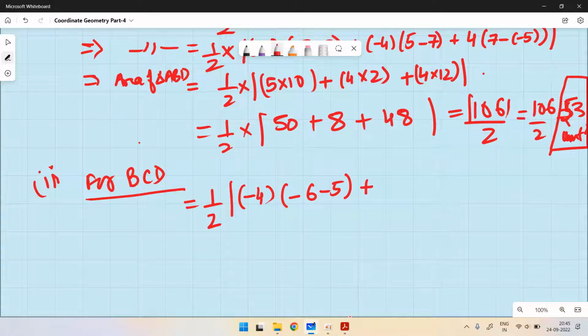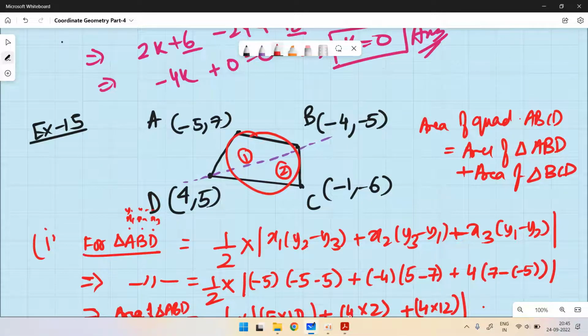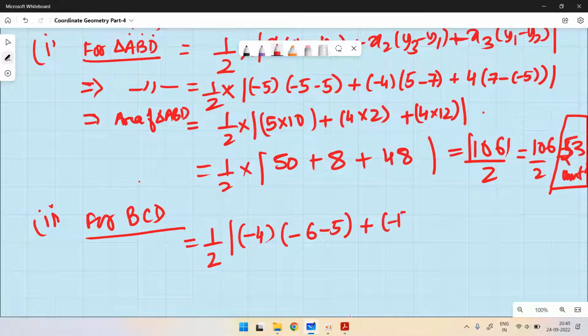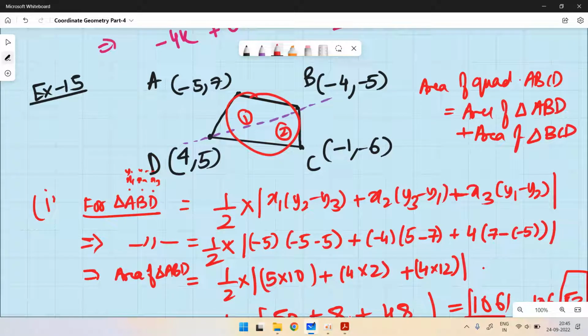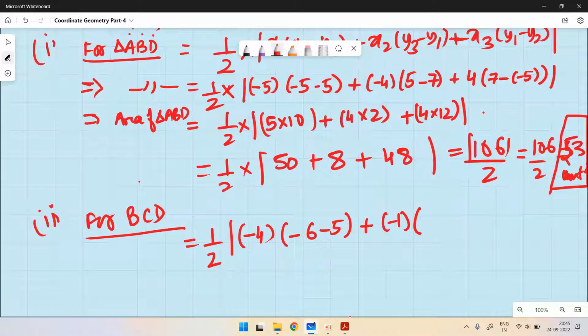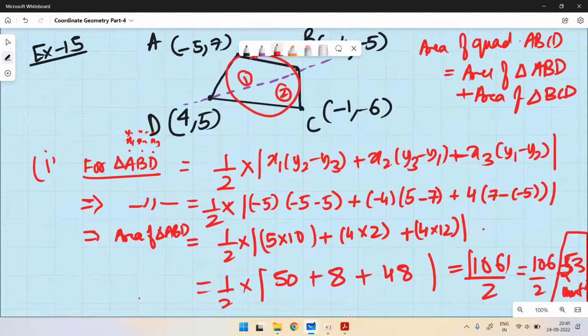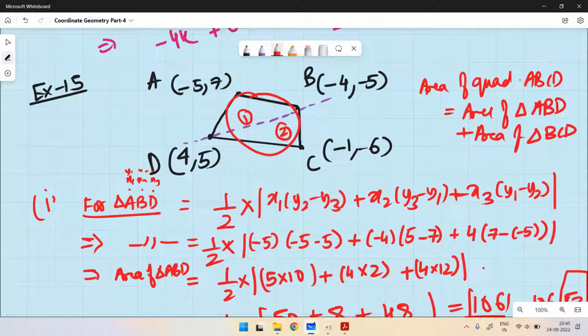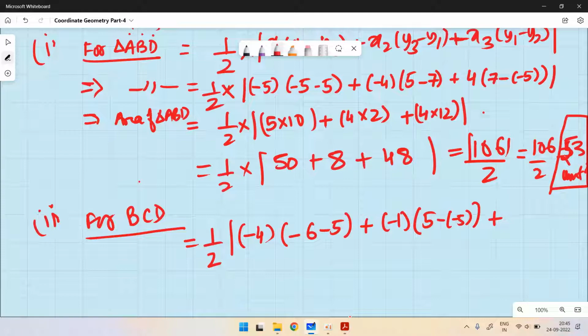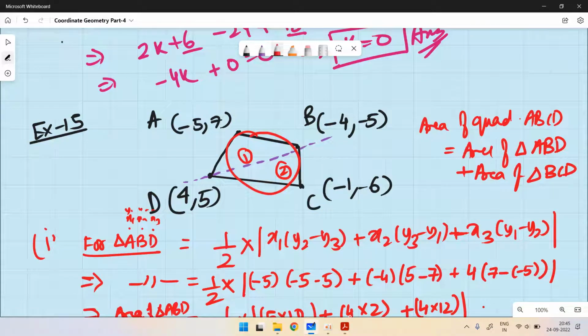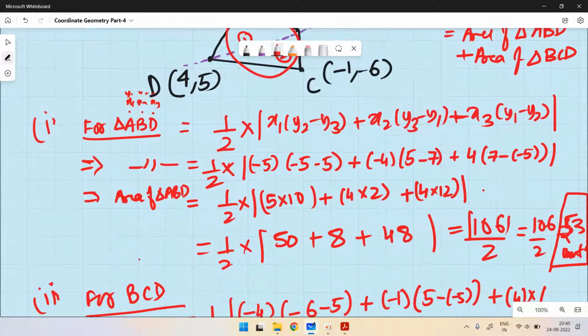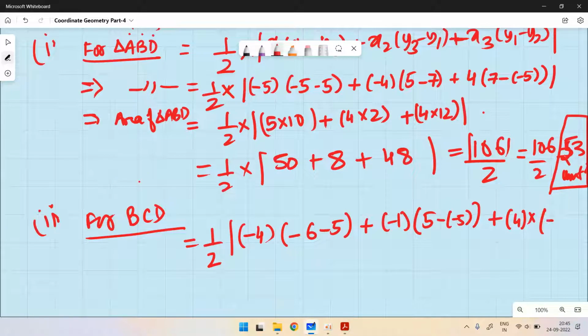This plus x2, which is minus 1, into y3 minus y1. Y3 is 5 minus of minus 5. Now plus x3, which is 4, into y1 minus y2. Y1 is minus 5, y2 is minus 5 minus of minus 6.